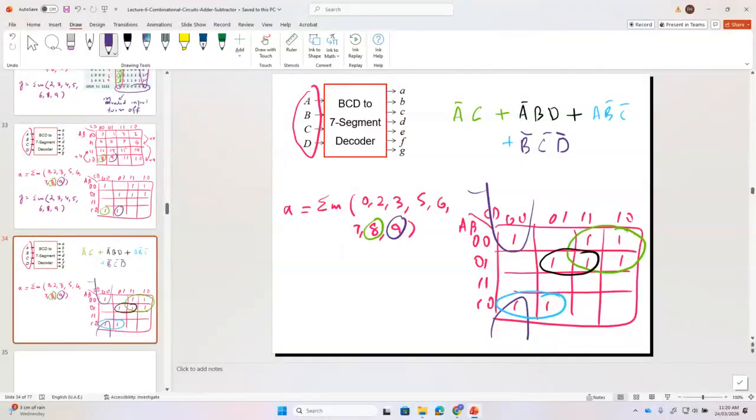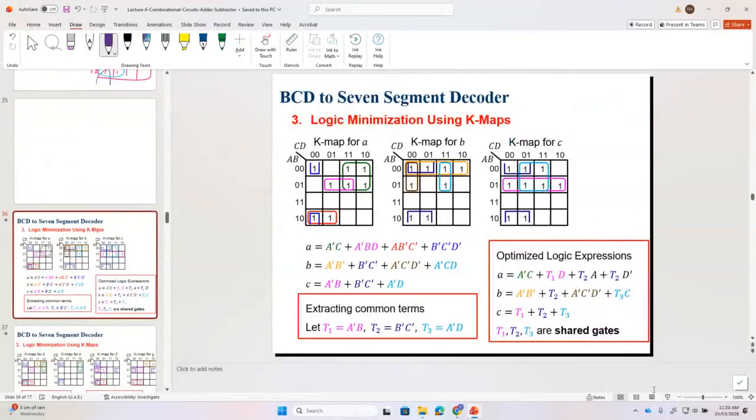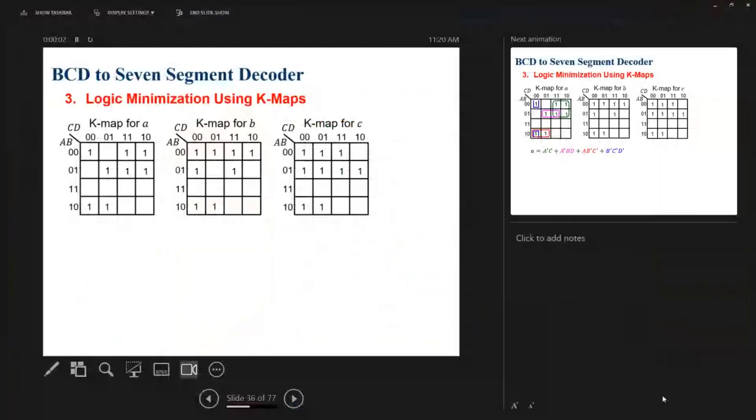So how many KMFs do we have? We have 8 KMFs. So can you see here? Now these are the 8 KMFs. These are the KMFs that I already drew. So this is the thing. This is the expression that I derived.